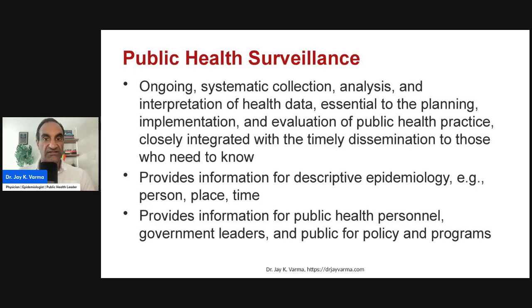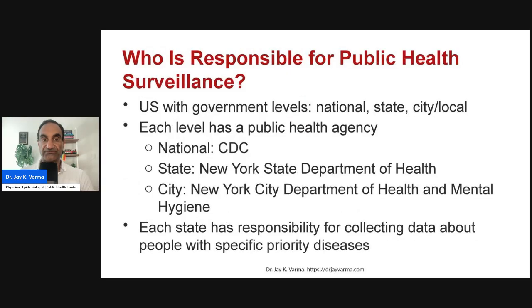Public health surveillance provides information for descriptive epidemiology. And by that, we mean describing the person, place, and time of people who have a certain disease. It also provides information for public health personnel, government leaders, and for public policy and programs.